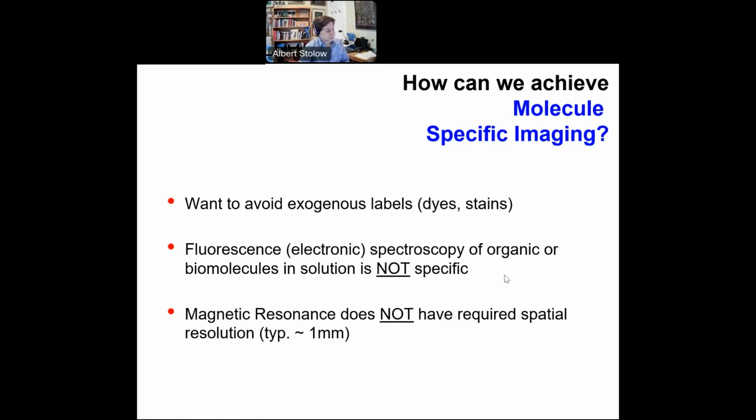There are other kinds of imaging you may have heard of, like MRI, magnetic resonance. This could be specific, but it does not have the spatial resolution because effectively the wavelength is too long. The spatial resolution of MRI may be a millimeter, but we need something better than a micron in order to see inside a cell. So that's not going to work.